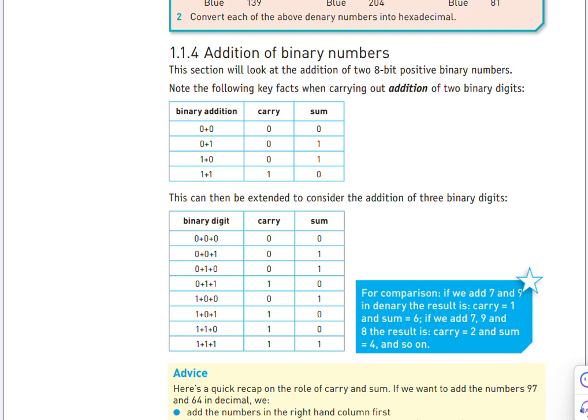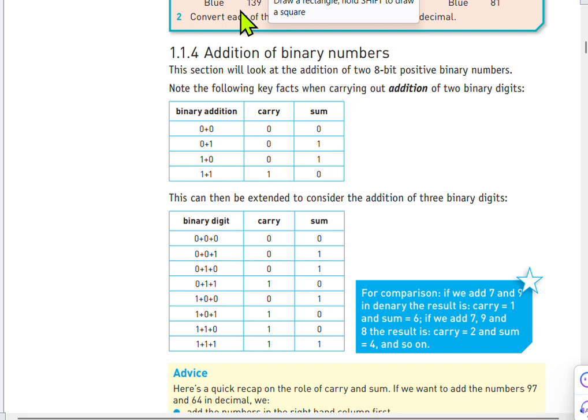To cover another topic, which is basically called binary addition, and it is a very easy kind of topic. For binary addition you have to memorize some rules basically, and the rules are given in this book.